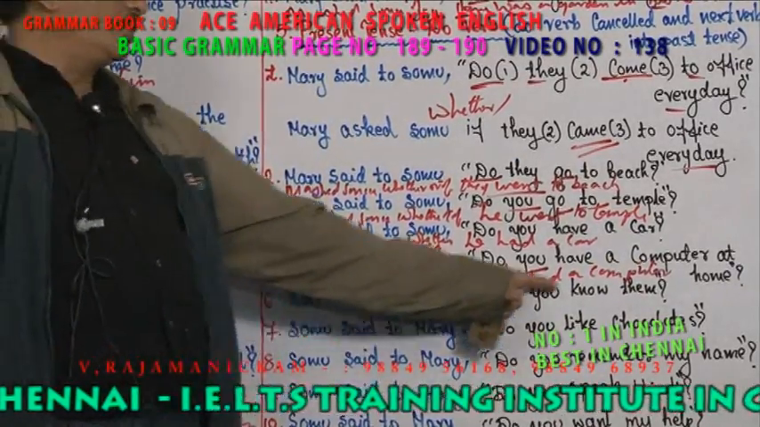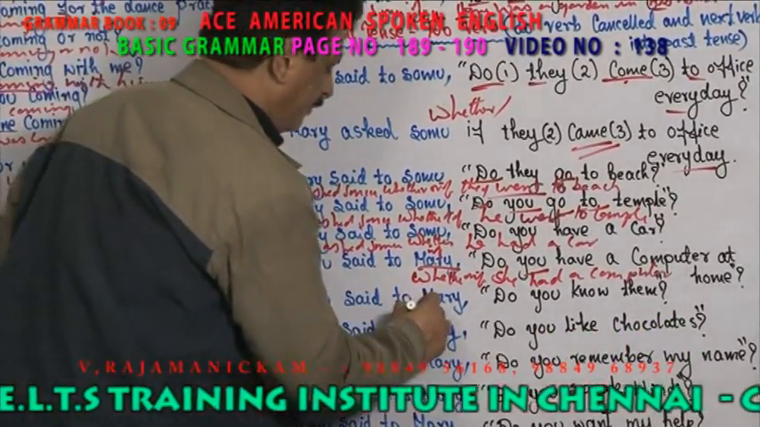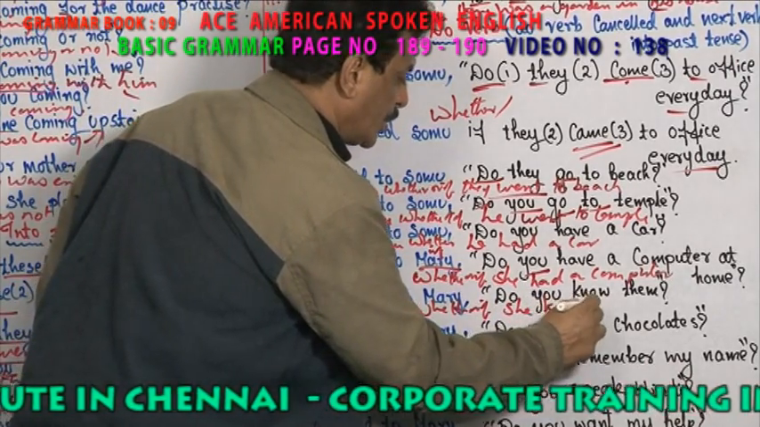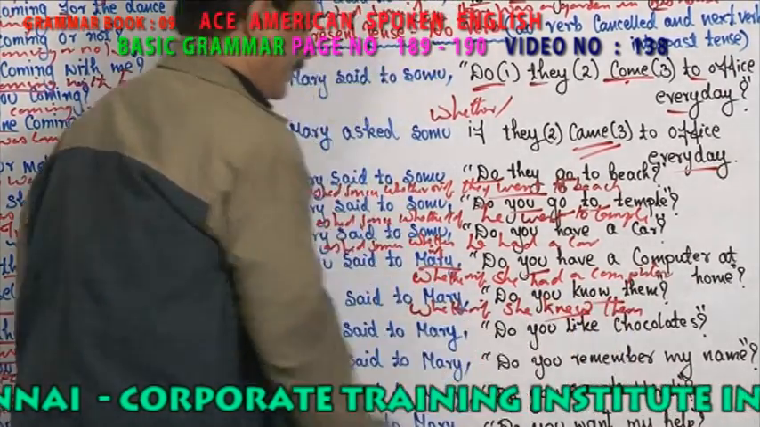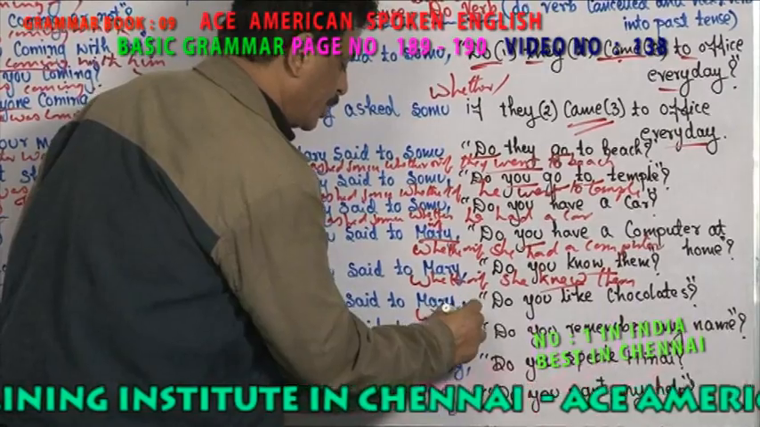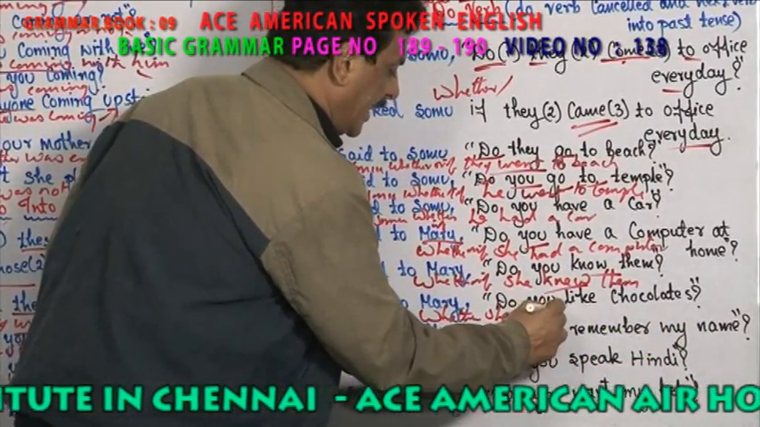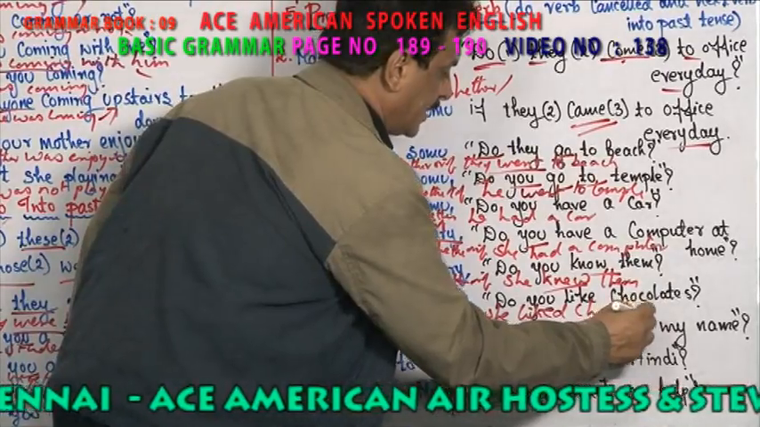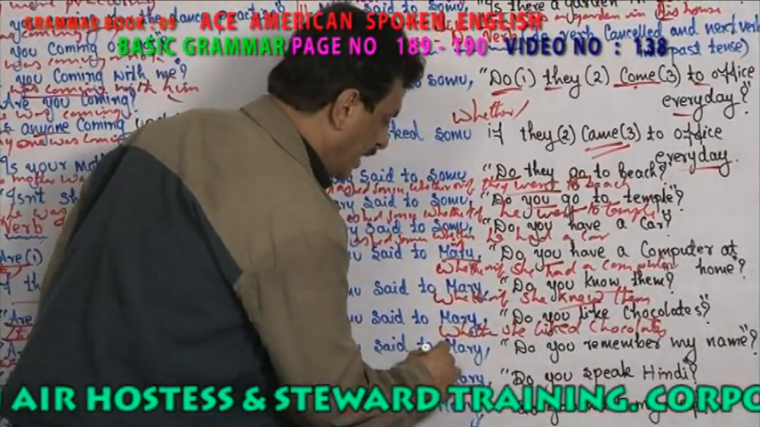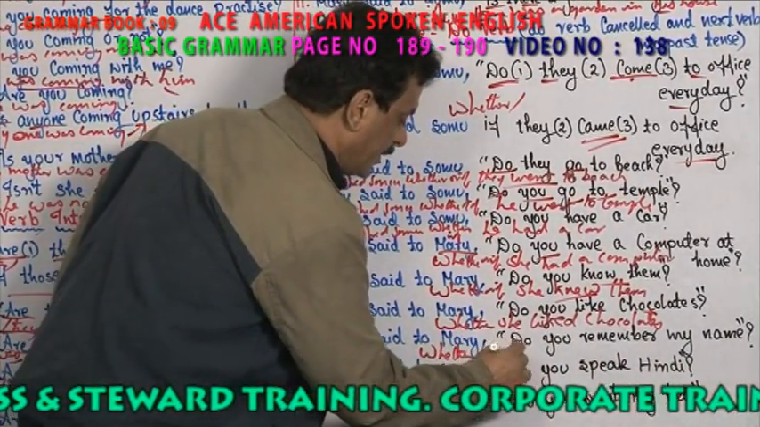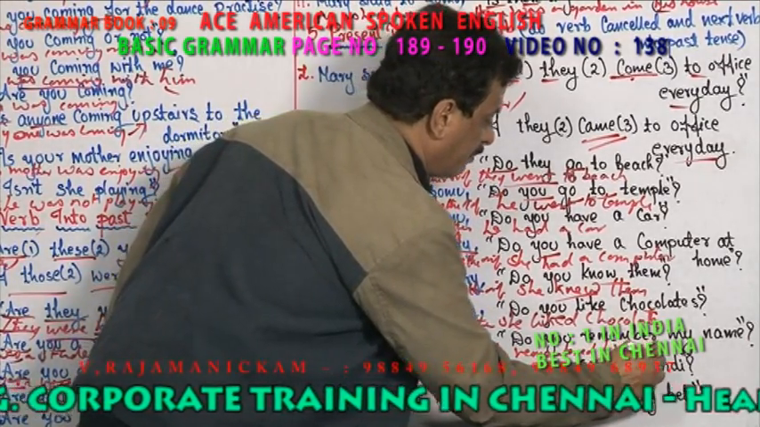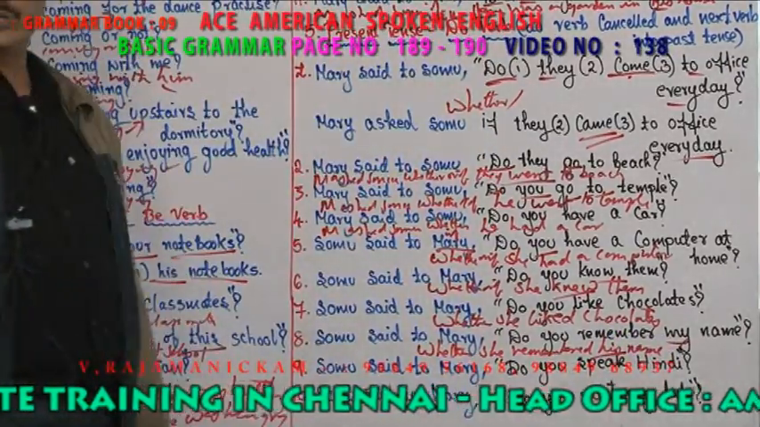So Somu said to Mary, do you know them? How does it change? Whether or if she knew. Know changes into knew them. Next, Somu said to Mary, do you like chocolates? How does it change? Whether she liked chocolates. Whether she liked chocolates. Right, sir? Next, Somu said to Mary, do you remember my name? How does it change? Whether, yes, she remembered his name. My name changes into his name. My is Somu. So, Somu is male. So, you are using his name.